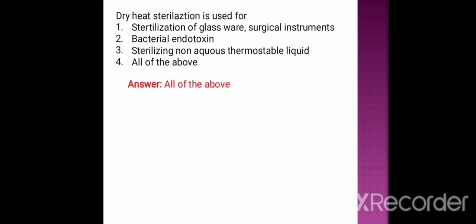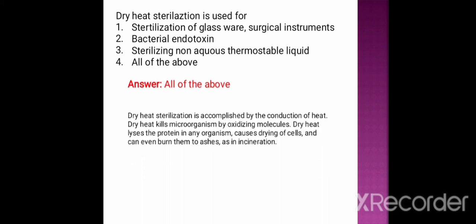Dry heat sterilization is used for option 1, sterilization of glassware, surgical instruments, option 2, bacterial endotoxin, option 3, sterilization of non-aqueous thermostable liquid, and option 4 is all of the above. And the correct answer is all of the above. Dry heat sterilization is accomplished by conduction of heat. It kills microorganisms by oxidizing the molecules. Dry heat lyses the protein in any organism, causing drying of cells, and can even burn them to ashes, such as in incineration.